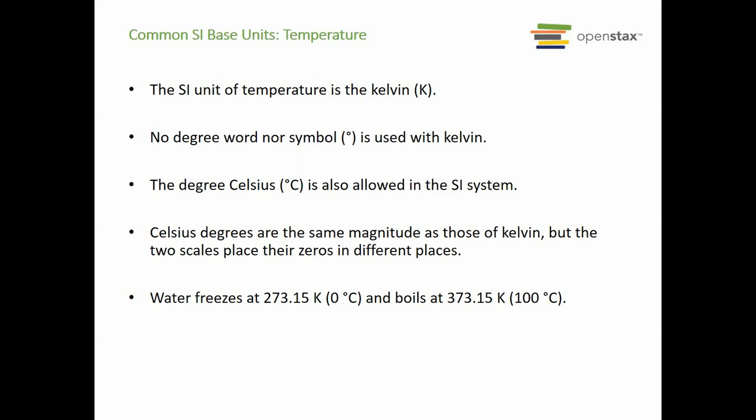Okay, the SI unit of temperature is the Kelvin. No degree word or symbol, the little superscript lowercase o, is used with Kelvin. The degree Celsius is also in the SI system. Celsius degrees are the same magnitude as those of Kelvin, but the two scales place their zeros in different places. Water freezes at 273.15 Kelvin, or 0 degrees C, and boils at 373.15 Kelvin, or 100 degrees C.